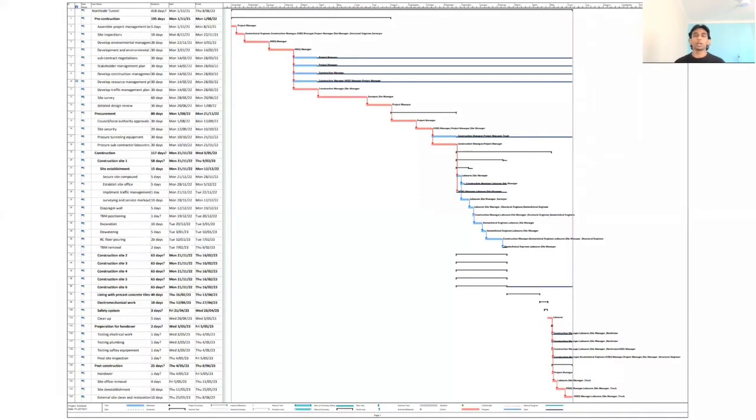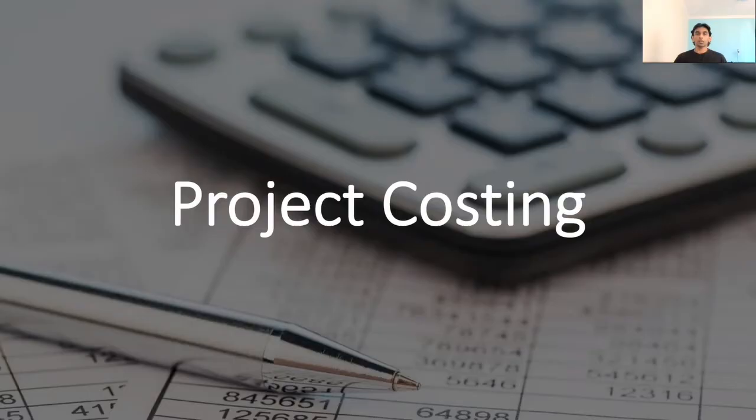This is a summary of our Gantt chart. As you can see, all the tasks are broken down into several subtasks. The tasks will be assigned predecessors depending on the order in which the tasks will be completed. As you can see, the estimated duration of the project is 418 days. Now we'll be taking you over the costing aspects of the project.